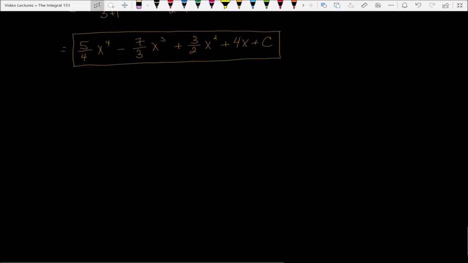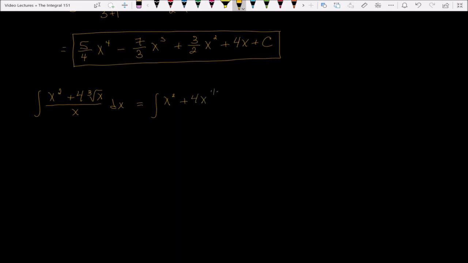Next, let's take a look at the antiderivative of x squared plus 4 times the cube root of x, all over x. First, let's write the cube root of x as a power. So this is the antiderivative of x squared plus 4x to the 1/3, all over x. Now we do not have a rule for this.